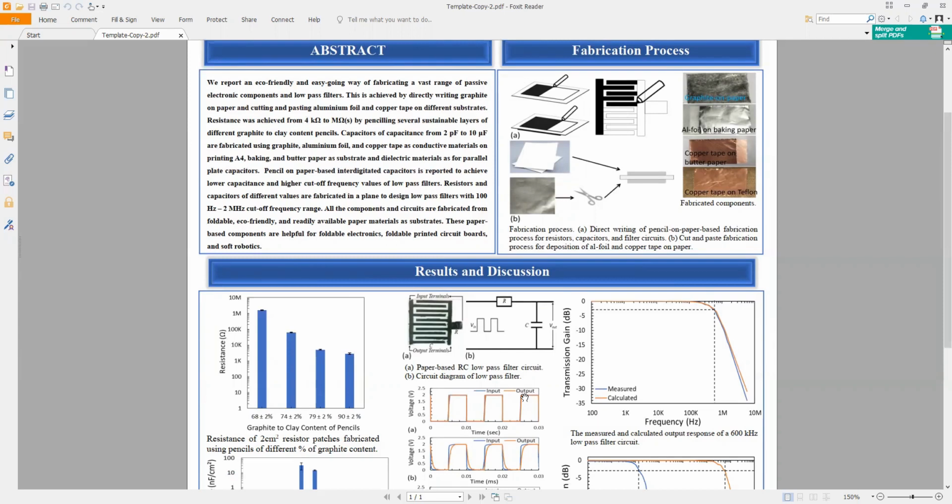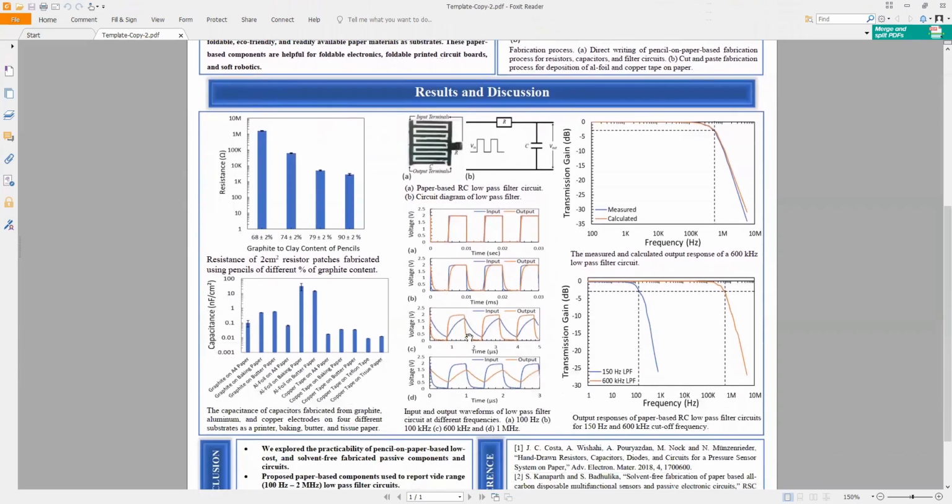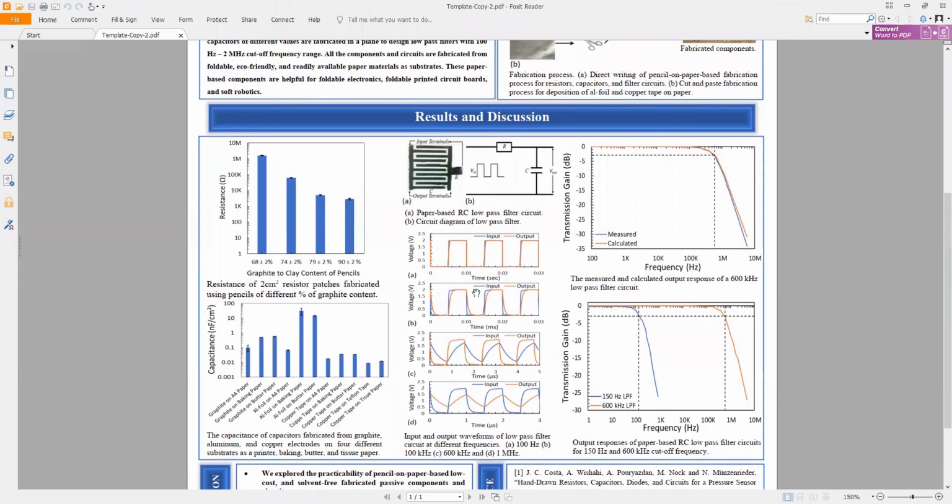Using the combination of three different conductive materials with four different substrate materials gave us a capacitance range from 2 picofarads to 10 microfarads. The lowest values, 2 picofarads, were achieved using the interdigitated capacitor scheme. From this figure, you can easily see that the fabricated capacitance is different for different conductive materials with different substrate materials.